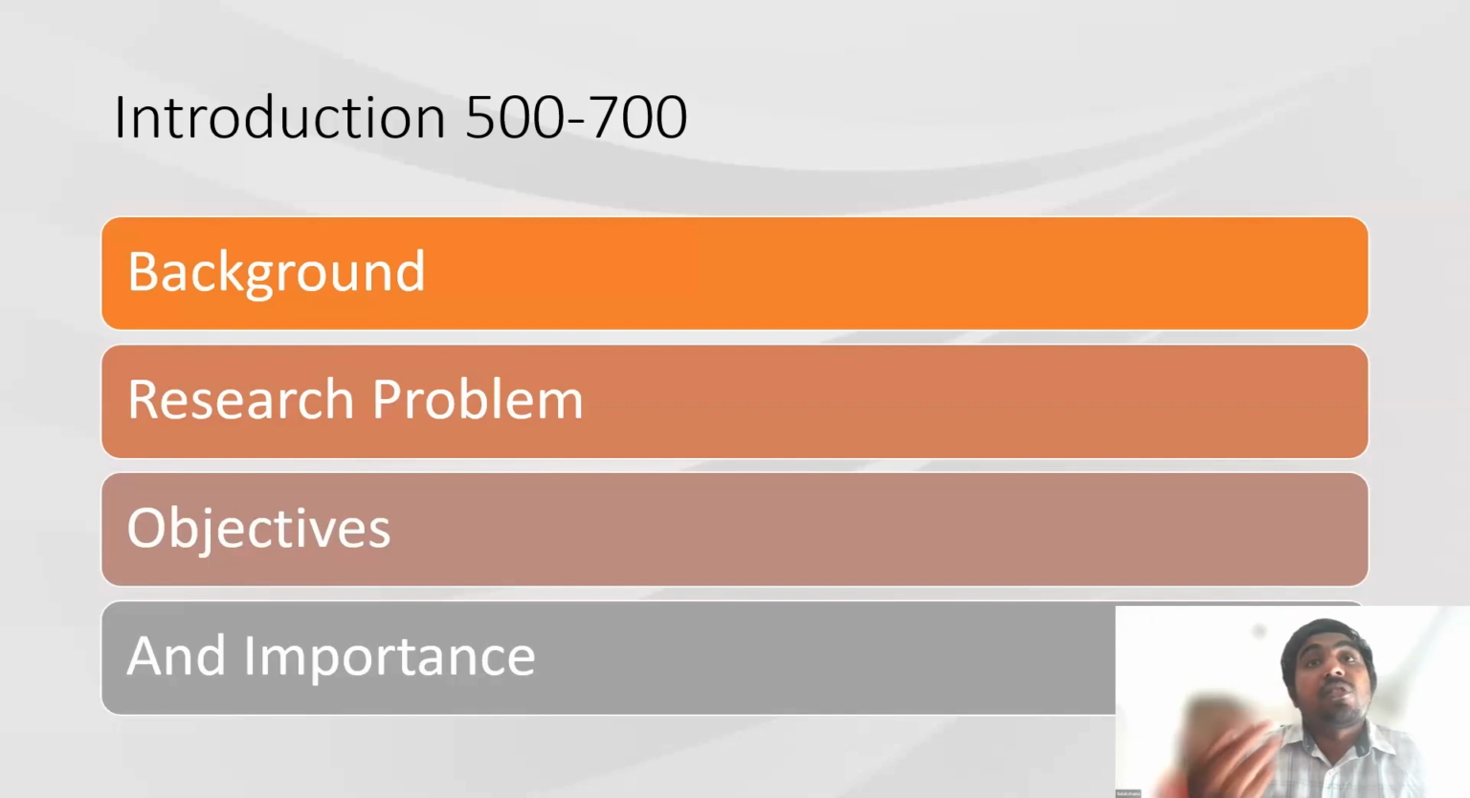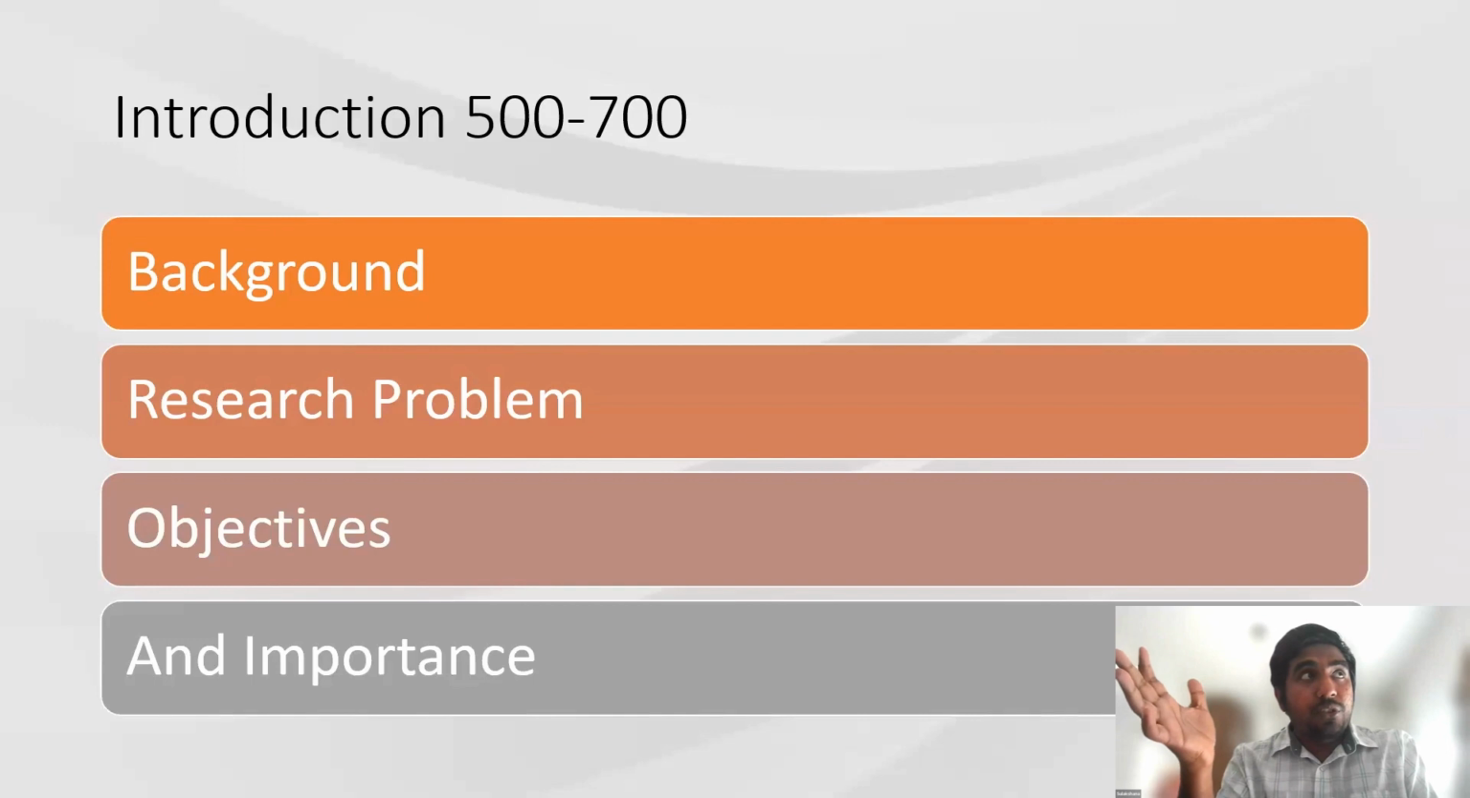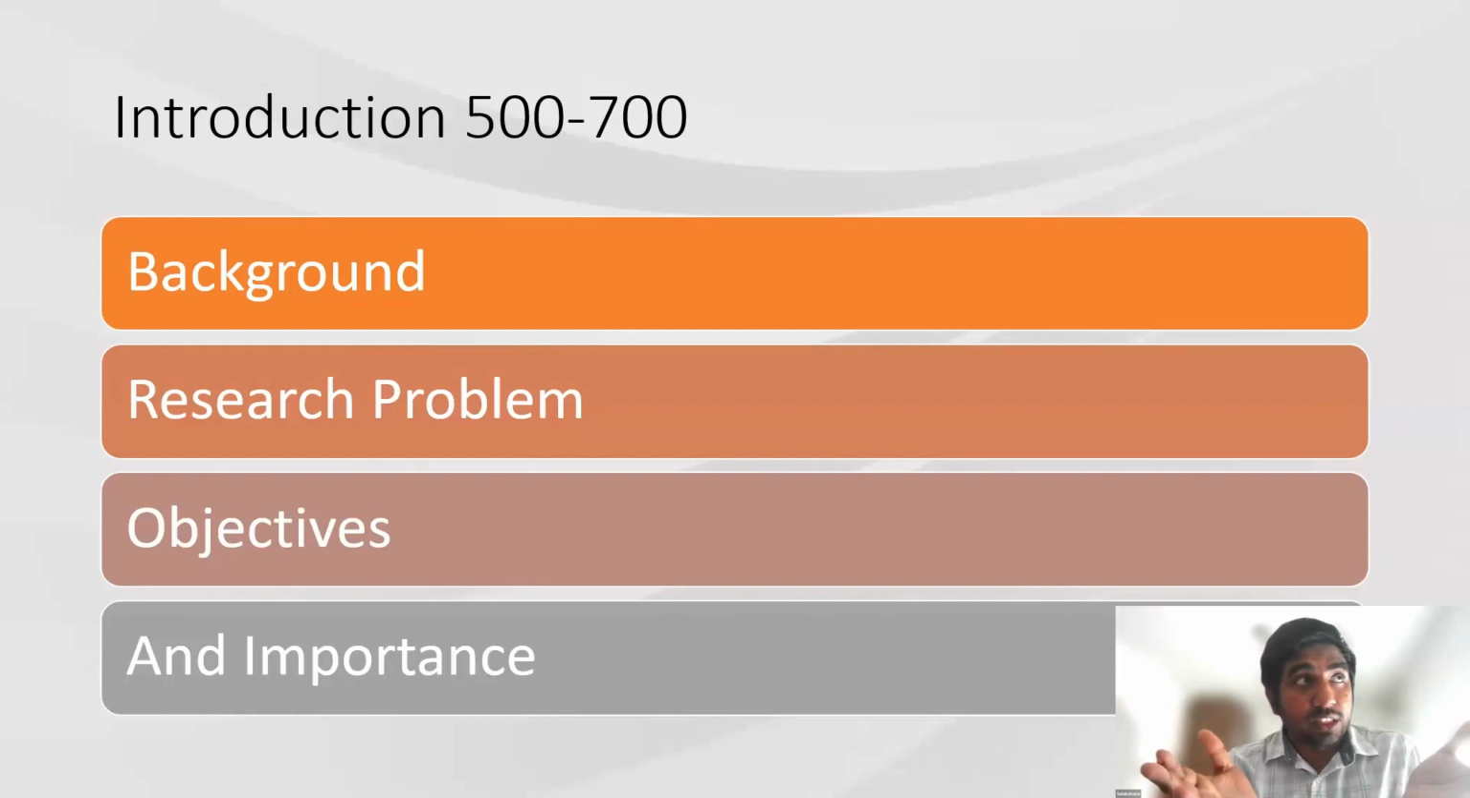What is the importance of your study to readers in terms of practical implications and theoretical implications? So basically we need to look at these parts. You start from the overall area of your research, then you narrow it down to your research problem, and then you state the objectives and importance of your study.